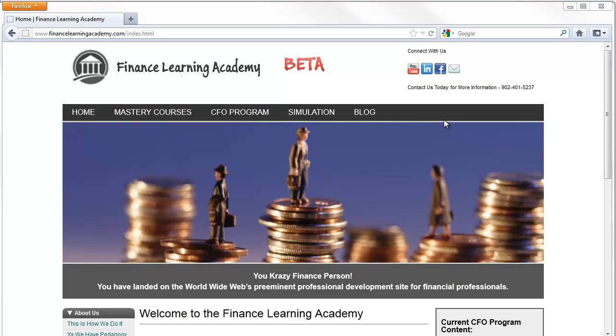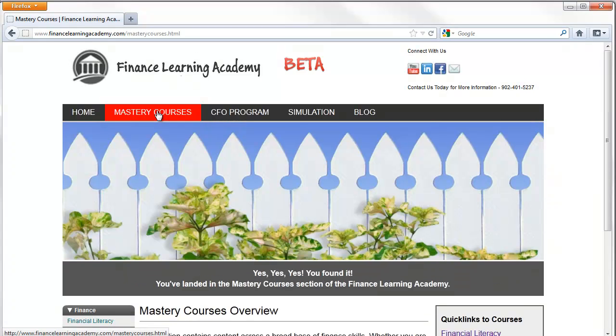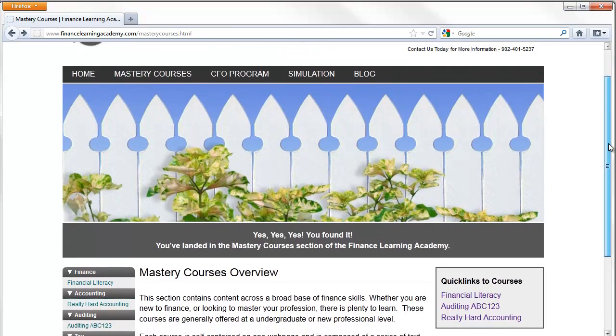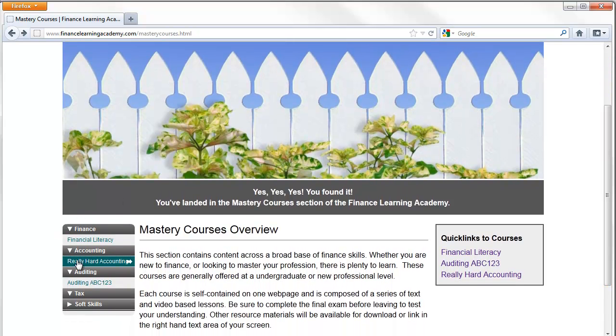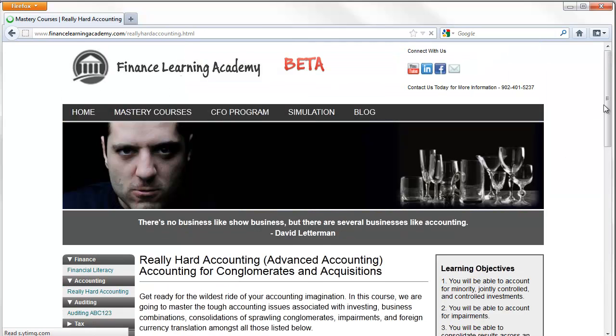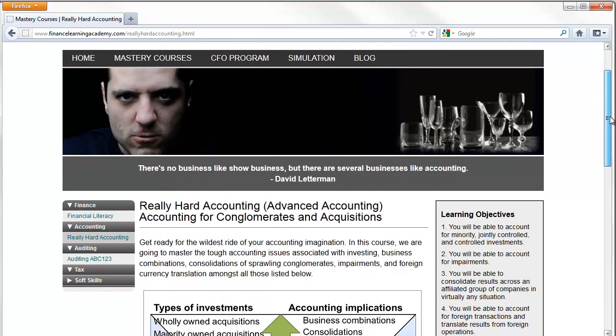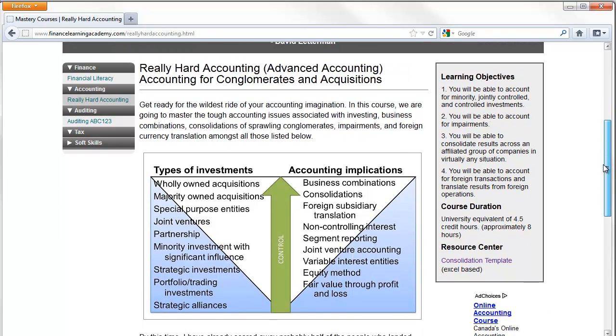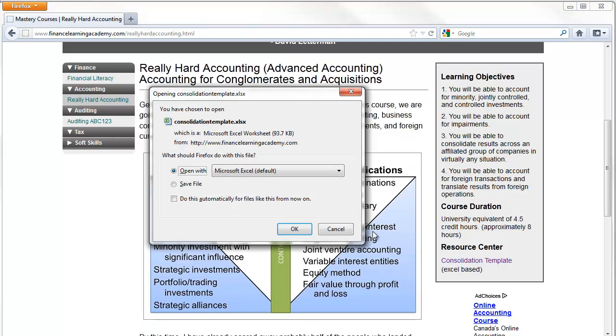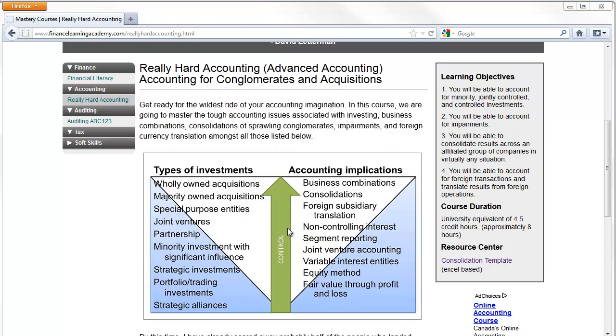So once you're on FinanceLearningAcademy.com, you can find the Really Hard Accounting course under the Mastery Courses section of the website. And once in the Mastery Courses section, you can navigate to the actual course itself using the left-hand navigation toolbar. And on the course page, you can look at the right-hand content area and find under the Resource Center the consolidation template. You click on the link, it asks you to download a file, and away you go.